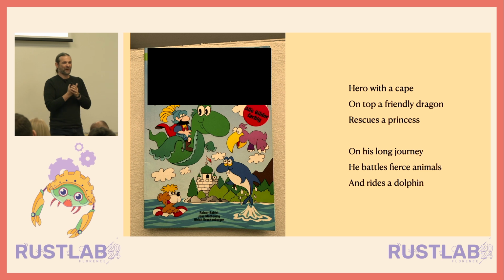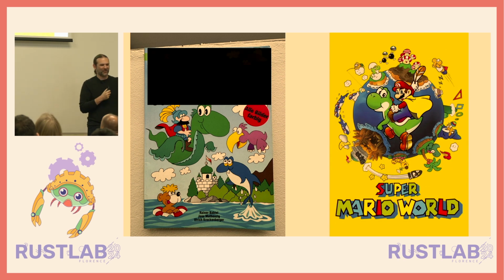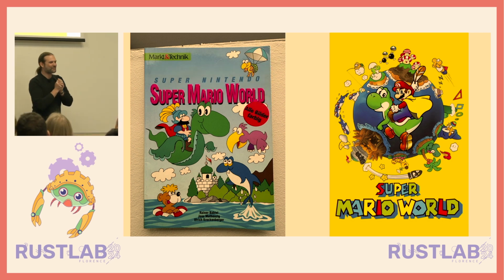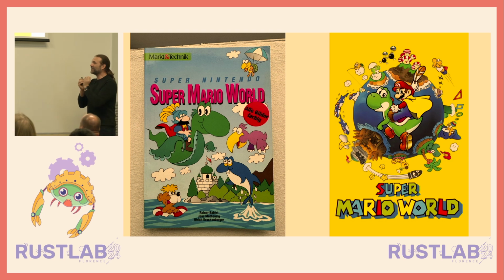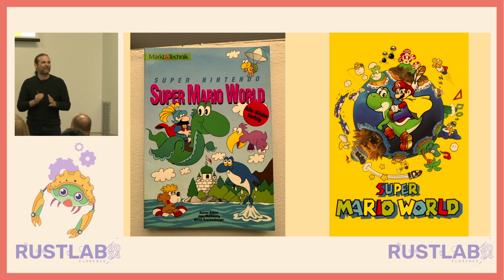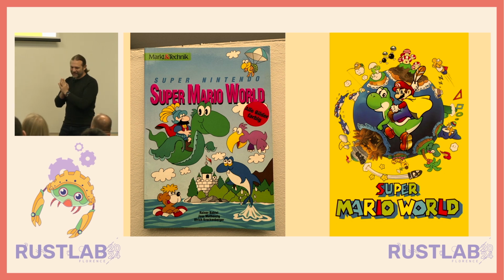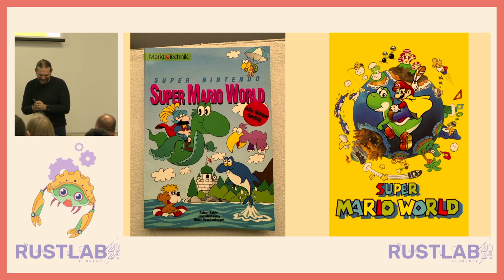OK, you remember this one here? Any ideas what this could be? You have a hero with a cape and a big bushy mustache on top of a friendly dragon, and he wants to save a princess. Exactly, fantastic. It's the German strategy guide to Super Mario World, released in the early 90s. And it's beautiful. The thing is, not even generative AI could mess it up that much, and I love it for that. So I truthfully enjoy this picture a lot.